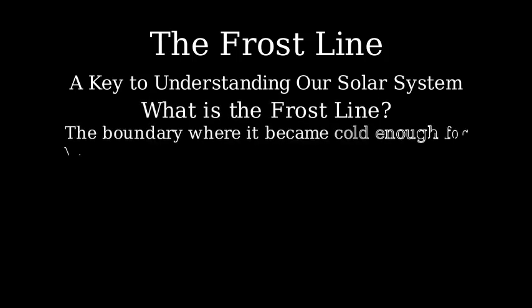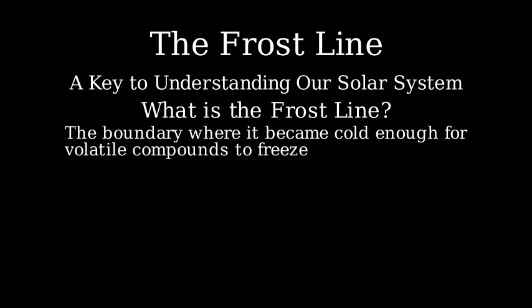The frost line, also known as the snow line, is the distance from the sun in the early solar nebula where it was cold enough for volatile compounds to condense into solid ice grains. These volatile compounds include water, ammonia, and methane, substances that can easily change from gas to liquid or solid when temperatures drop. Let's visualize how this works.